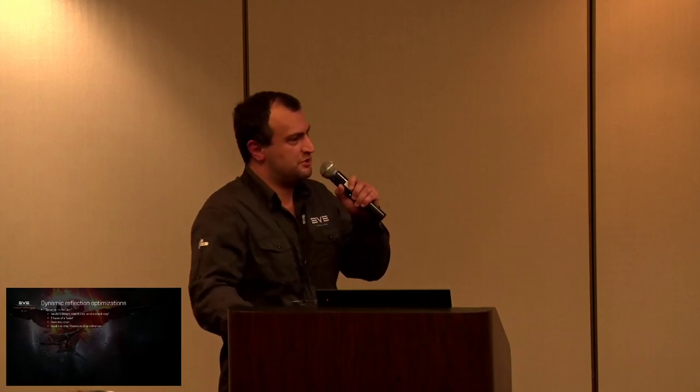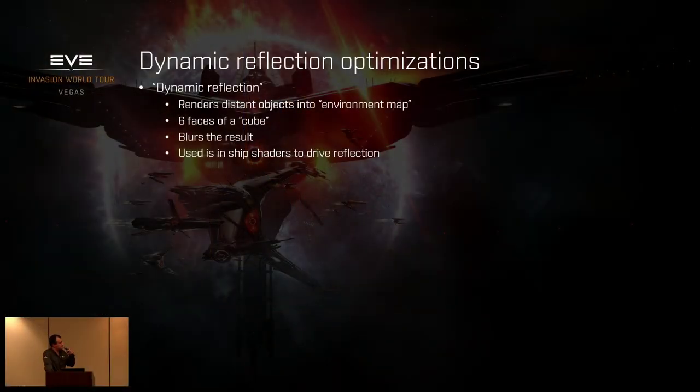I want to show you a couple of examples of optimizations that we made. These are the ones that affect GPU performance. The first one has to do with dynamic reflections. It's a fairly new feature that we added. It allows you to see the reflections of planets and suns on ships. The way it works is we render 6 images around the player ship, combine this into a virtual cube, and then blur that and use that to drive the reflections on the surface of the ship.